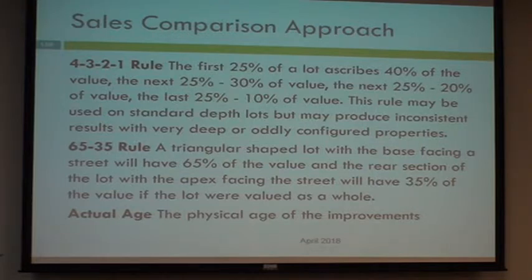The 65-35 rule is similar. If you've got a triangle-shaped lot with a base facing the street, the front will have 65% of the value, and the rear section will have 35%. I've never recalled us using that, but let y'all be the first, okay?